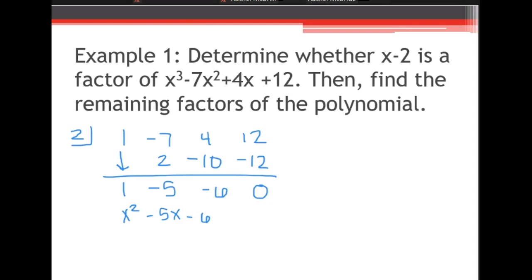So this one's a quadratic. At this point, we can factor the quadratic. So we'll say x and x, and then it's a negative, so that means we have one negative and one positive. And then we need the factors to add to negative 5 and multiply to 6. So that's negative 6 and positive 1. So the x cubed minus 7x squared plus 4x plus 12 in completely factored form is x minus 6, x plus 2, x plus 1, x minus 2.